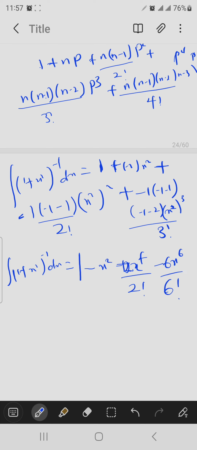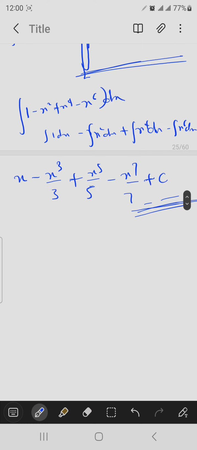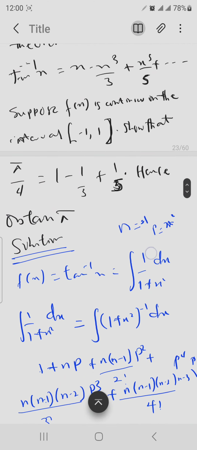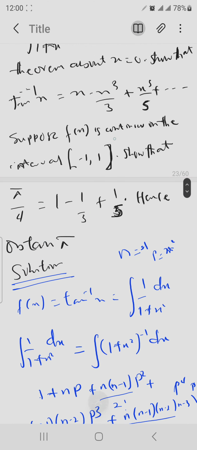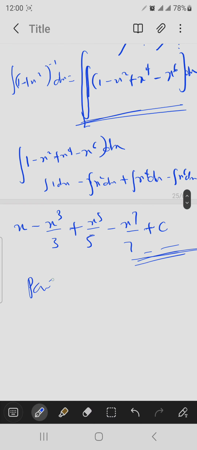So now this one will be part B. They said we are done with this. They said we should find this. Suppose f of x is continuous on the interval of this. Now show that this, and hence calculate, by that part B. Let's say part B. So now part B, it means that we have x as a function of what? Minus 1, 1.